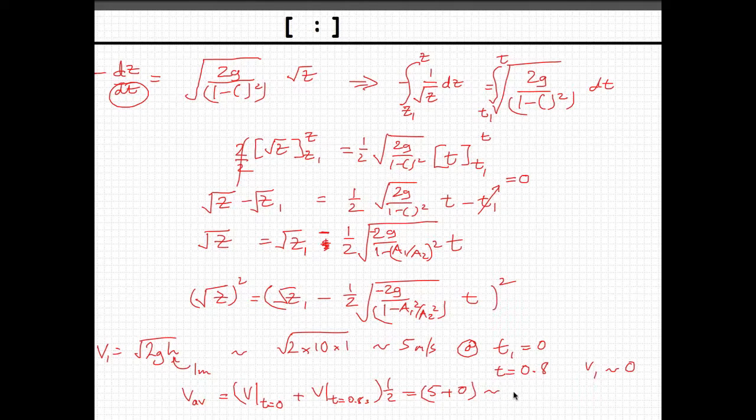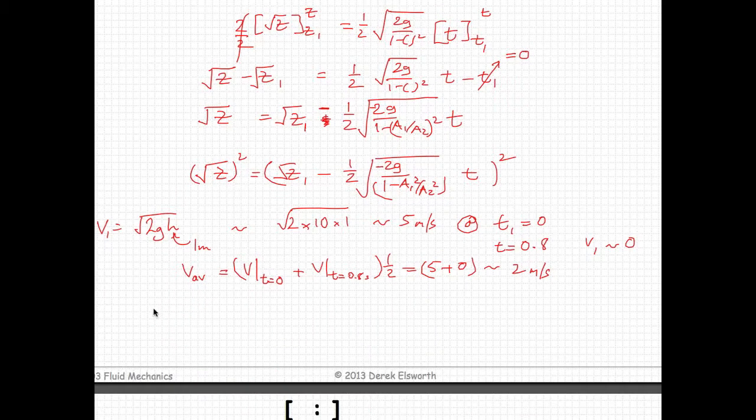So it's about equal to 2. Square root of 20 is about 4, so it's of the order of 2 meters a second average. If you take 2 meters a second and multiply it by the time, the total volume is equal to the velocity times the area times the time. So the average velocity is 2 meters a second. The area of the orifice is 1 meter squared, I think, right?